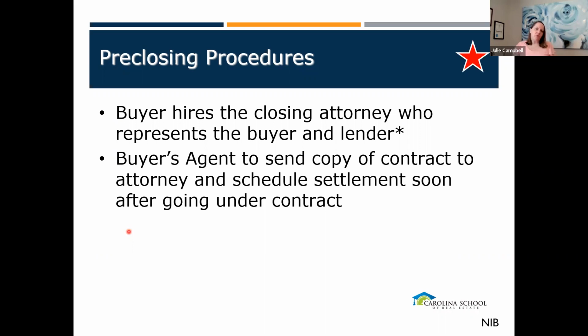Typically, in a typical residential transaction, most of the time, sellers will allow the buyer's closing attorney to prepare their documents to get them ready for what they need to do to get through settlement. However, keep in mind, sellers are always welcome to hire their own representation. So if the seller wants to bring their own attorney to the transaction, they are absolutely welcome to do that.